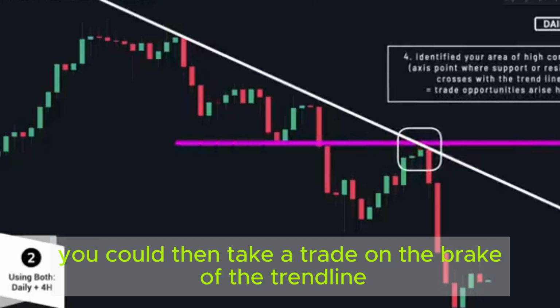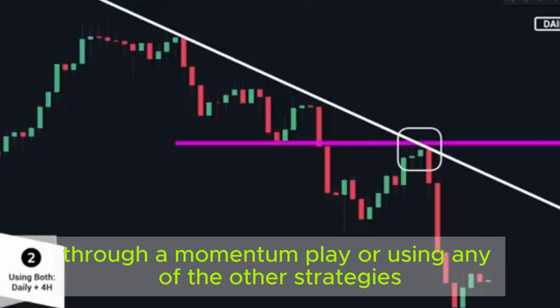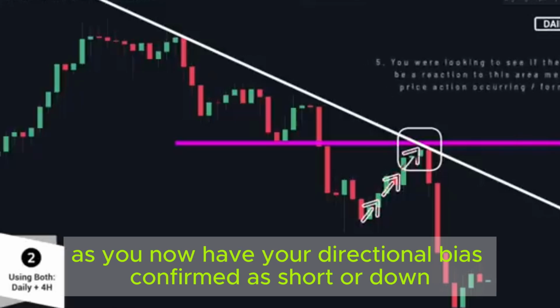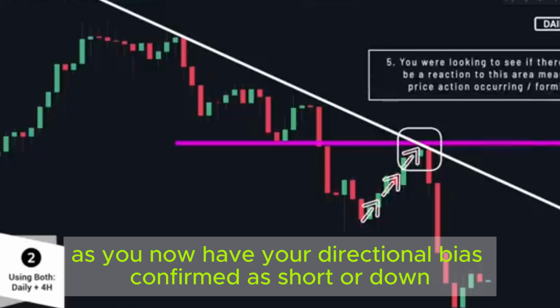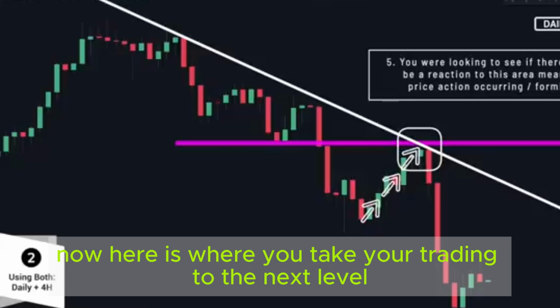You could then take a trade on the break of the trend line, a trade through the intraday timeframes, through a momentum play, or using any of the other strategies, as you now had your directional bias confirmed as short or down. Now, here's where you take your trading to the next level.